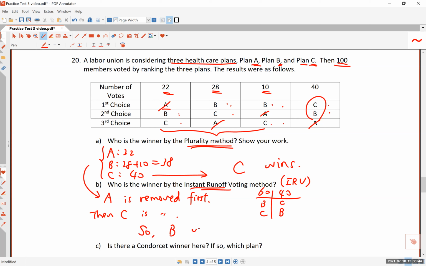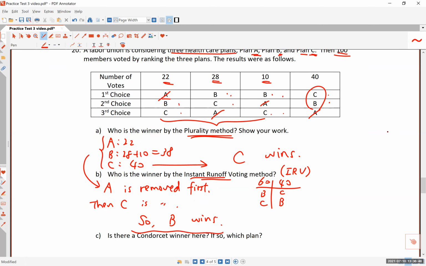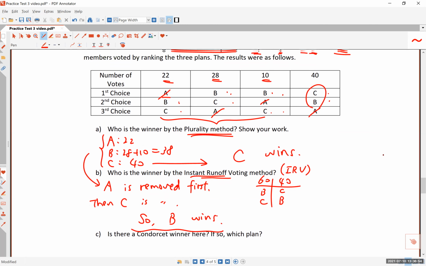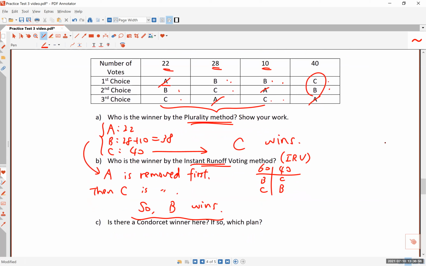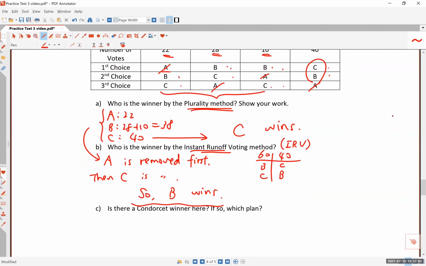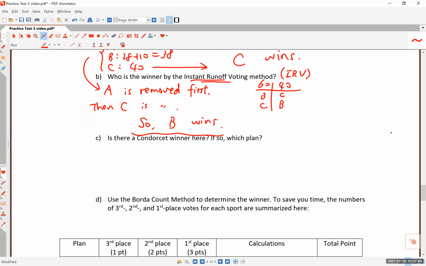So B wins according to the instant runoff voting method. Some people argue that this is more preferred, or fairer, than just the plurality method, because it does consider people's opinions for those who may not be the first place choice.